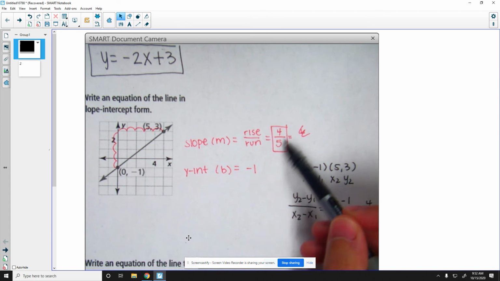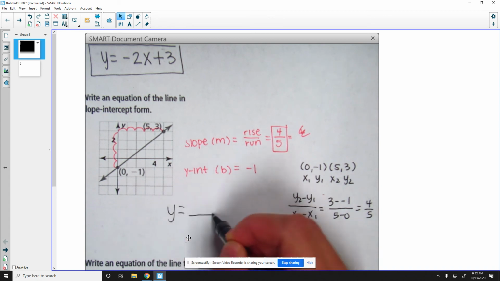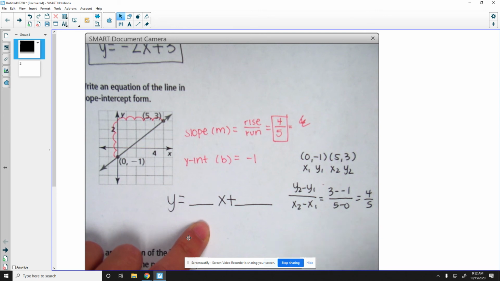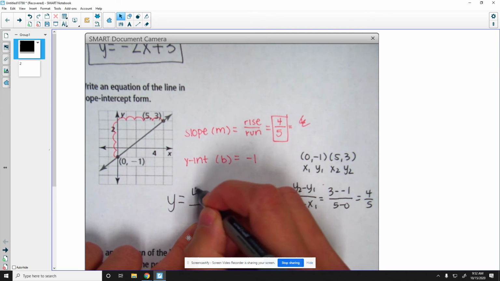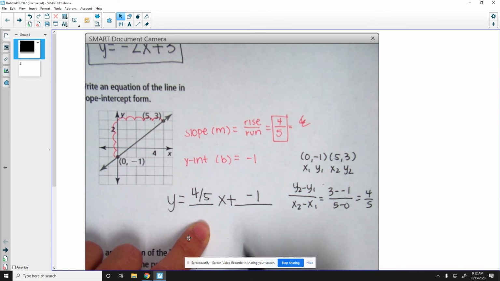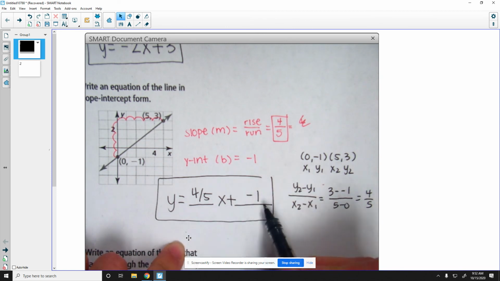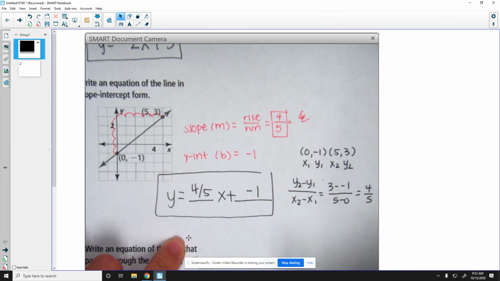But anyways, now I have my 2 pieces of information. Can someone raise their hand and tell us what is my final answer? Kip. Y equals 4/5 x plus -1. You can say plus -1, or it's the same thing as just saying -1. So you don't have to write plus -1 at the end. You could also write -1. It's the same thing. Perfect. Great. Any questions?